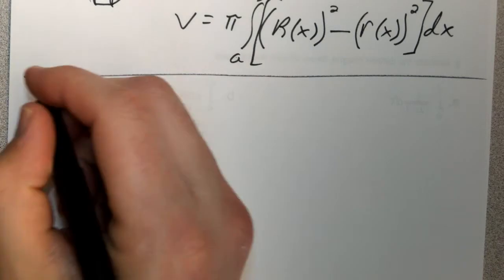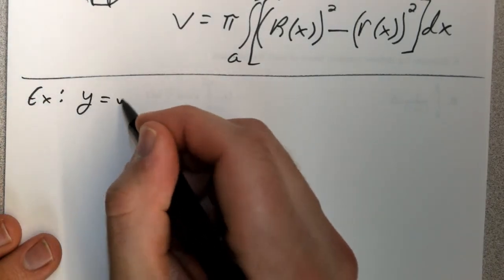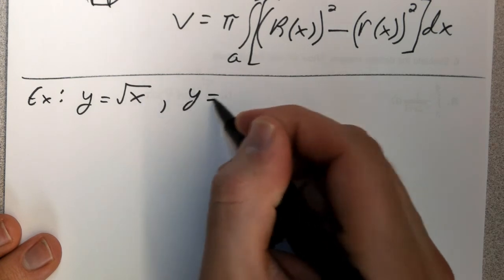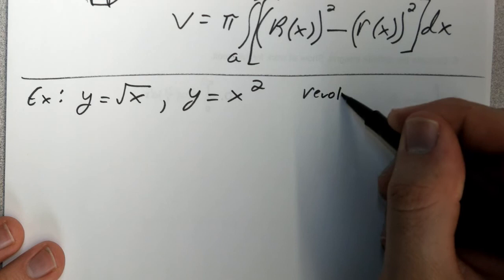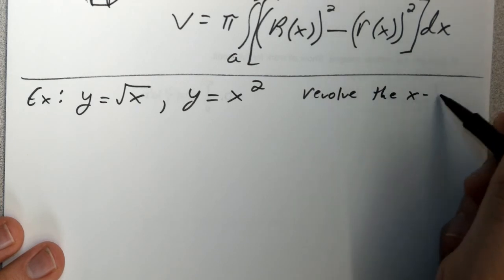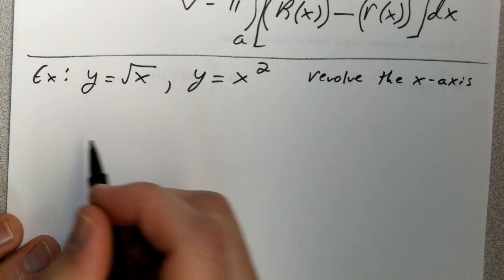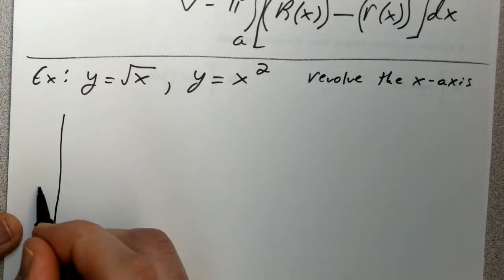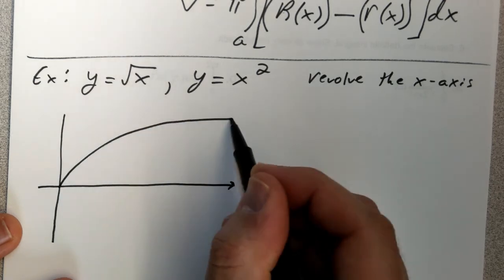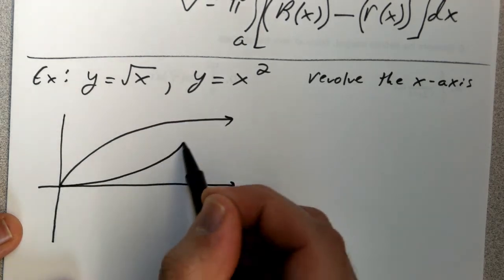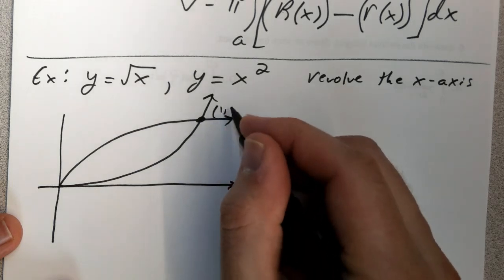Suppose we want to find the volume of the region bounded by y equals square root of x and y equals x squared, right? And we want to revolve it around the x-axis. Okay, so let's sketch that out real quick. Square root of x does something like this. x squared does something like this. Okay, they meet here at (1, 1).